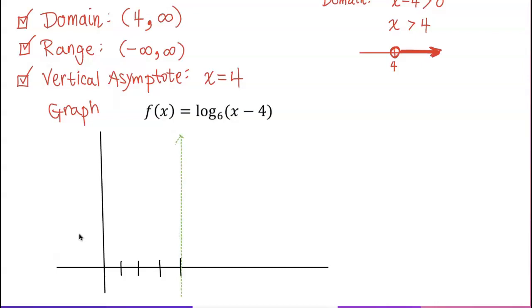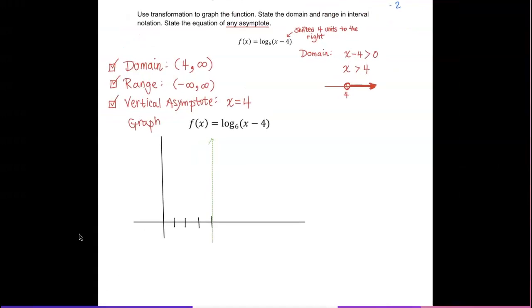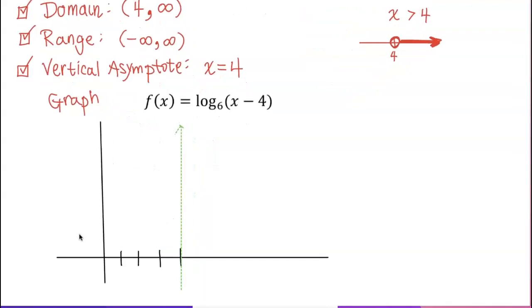There we go. All right, we just need to plot points. This question didn't really say how many points to plot, so let's just plot maybe 2 points on this graph. So I'm going to plug in some x values to find the y values so that we can plot points.